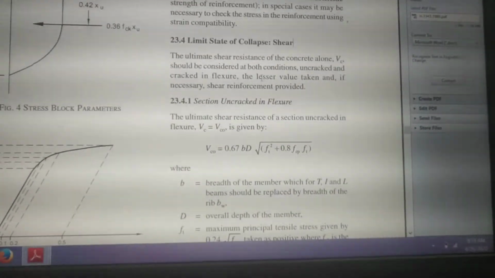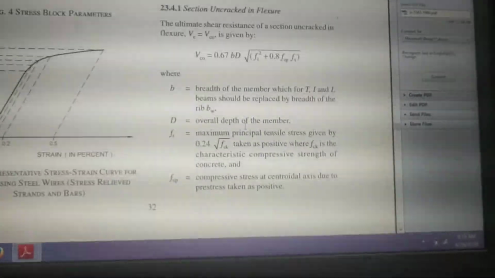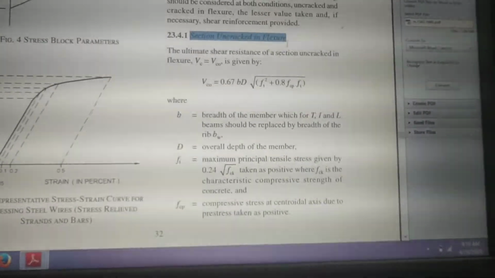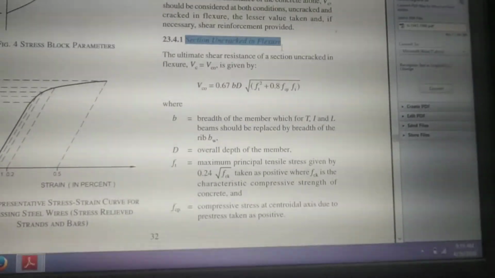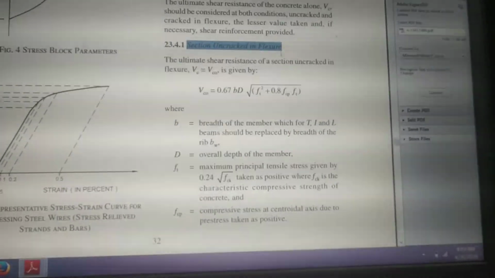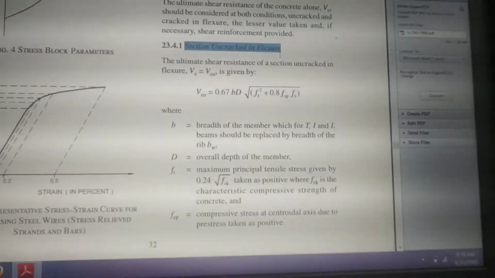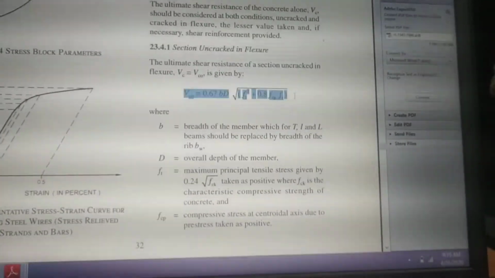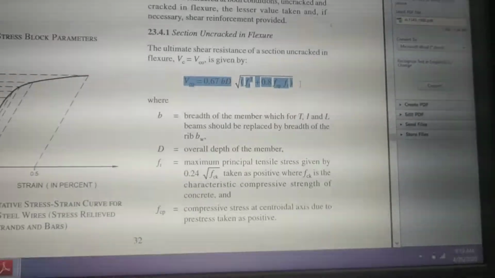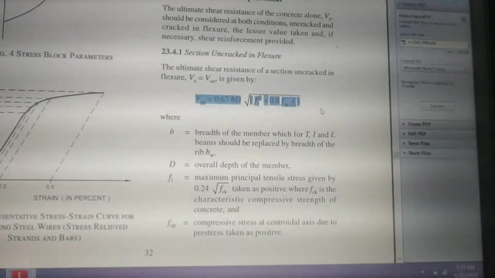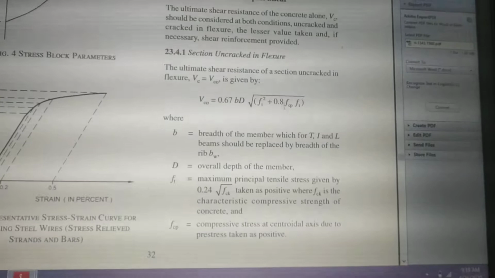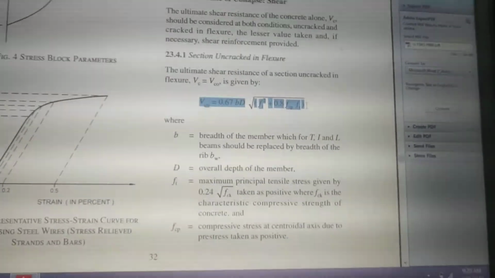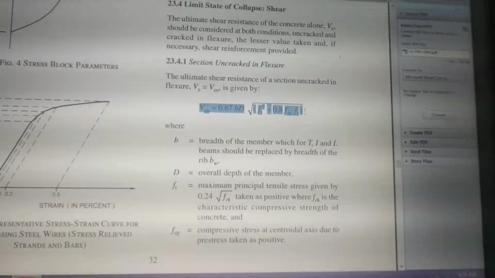Here two parts we have to consider: cracked section and uncracked section. What is that cracked section and uncracked section? First we are mainly dealing with the uncracked section. We are trying to find out the ultimate shear resistance of the given section. The most important equation to compute the shear resistance is VCO equal to 0.67 b d square root of ft square plus 0.8 fcp ft. This is a very important equation which we will be utilizing throughout your analysis part.